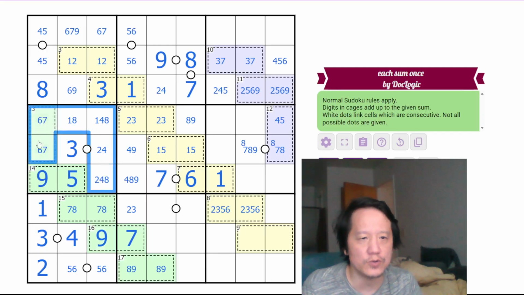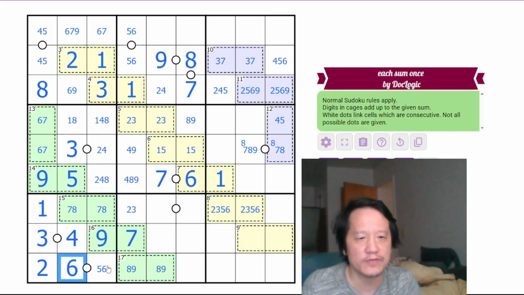Where is 2 in this upper left-hand box? Can't be here. It has to be one of these digits, which means this can't be 2. That's 1, which makes that a 2. 5 eliminates 5 here, so it's 6 and 5. 6 eliminates 6 here, so that's 9, which means this can't be 9.